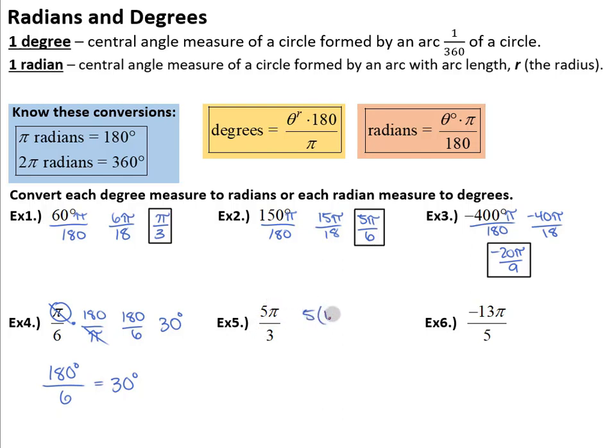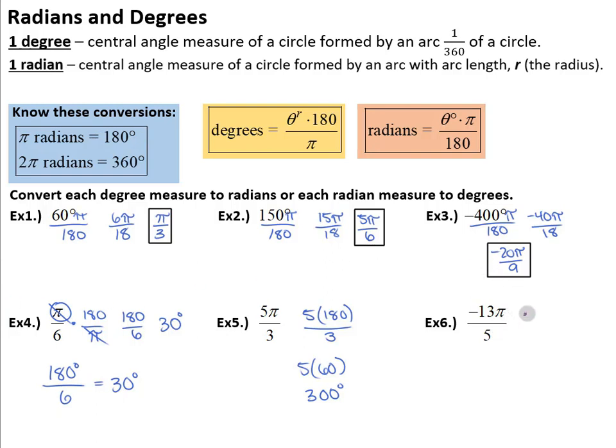Let's do this one as well. This time, let's replace pi with 180 and divide by 3. Now, in this case, if you're doing it without a calculator, you can actually divide that by 3 first. 180 divided by 3 is 60. And 5 times 60 is 300. This is the same as 300 degrees. So again, knowing that I can replace pi with 180 makes converting a little bit easier.